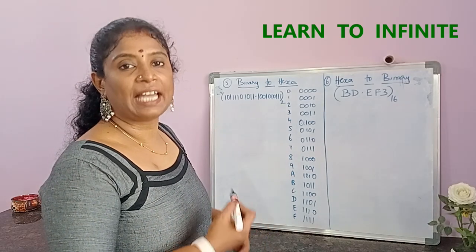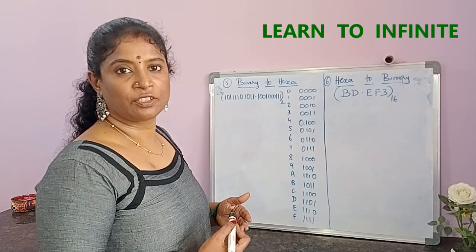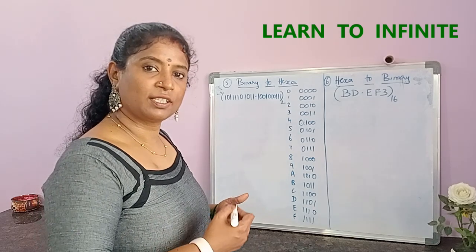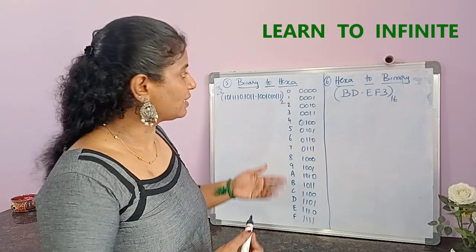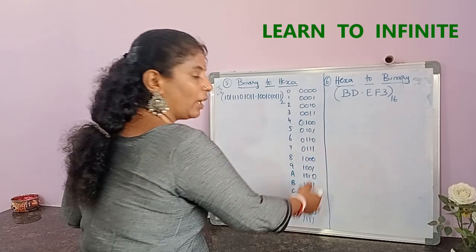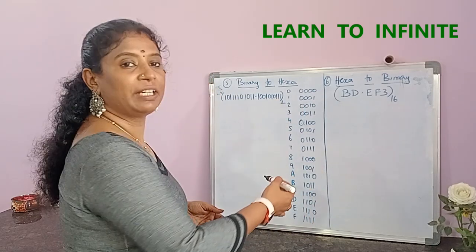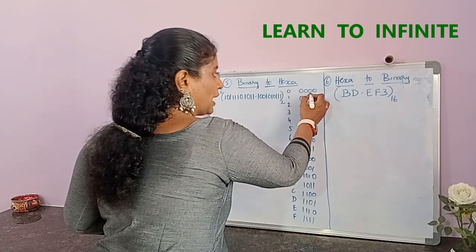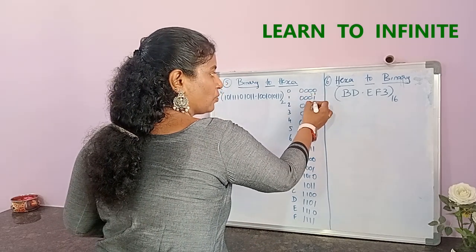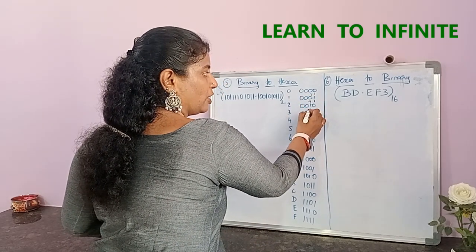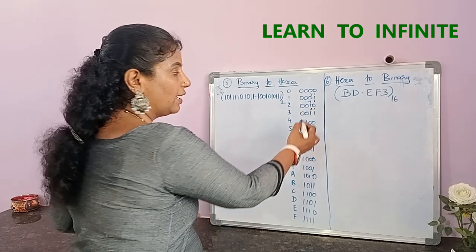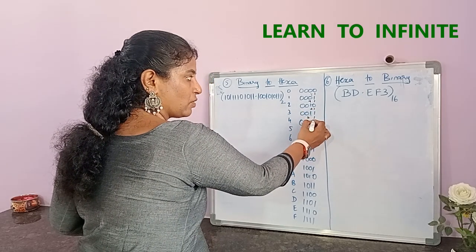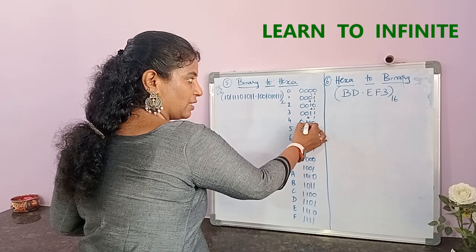We already saw in the last conversion how it is added, where 0 plus 0 is 0, 0 plus 1 is 1, 1 plus 0 is 1, and 1 plus 1 is 10. In the same way, when you keep adding 1, you will get the subsequent number, right? As we see here, plus 1 is 1, again plus 1 is 10, plus 1 is 11, again plus 1 is 100, 101, 110, 111, 1000.